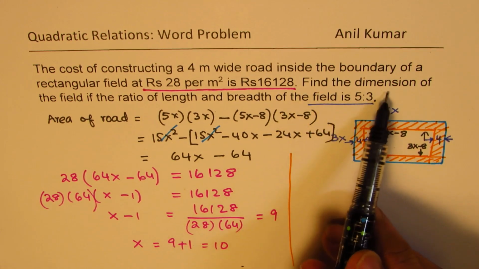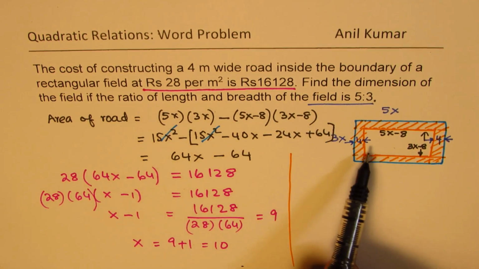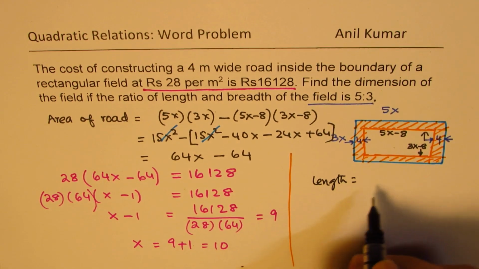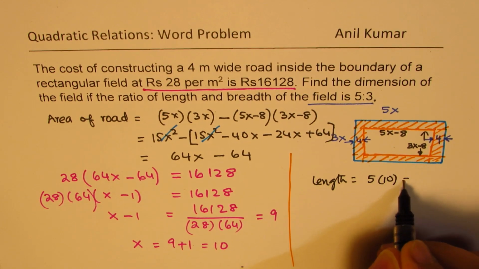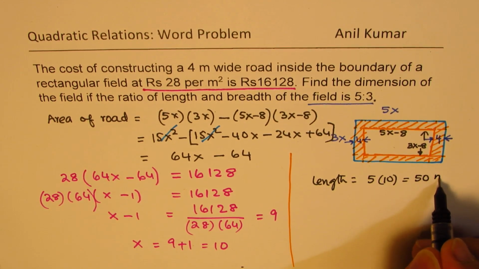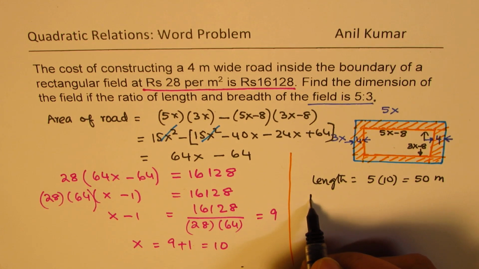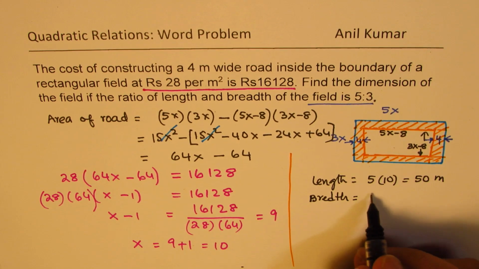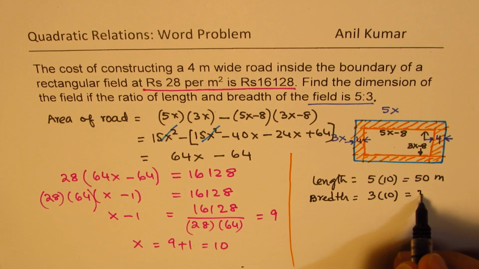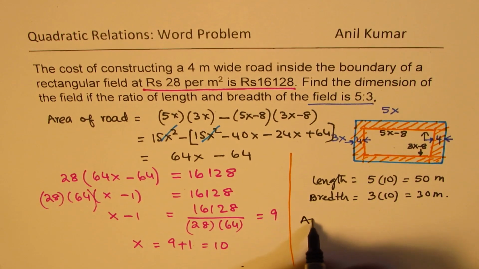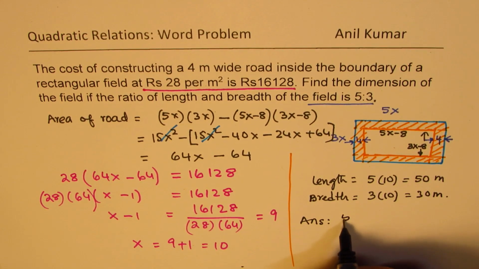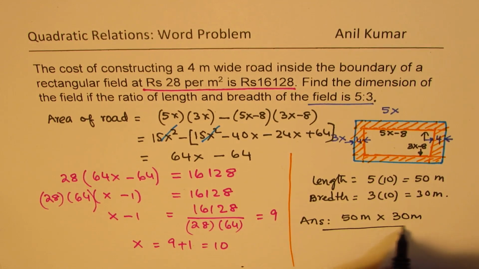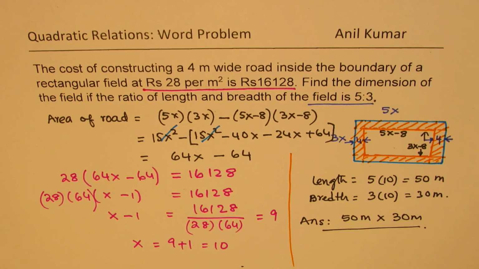Now the question is, find the dimensions of the field. So the dimensions are length equals 5 times 10, which is 50 meters, and width or breadth equals 3 times 10, which is 30 meters. So we have our answer that the dimensions are 50 meters by 30 meters, correct? So that is how you could actually solve this question.